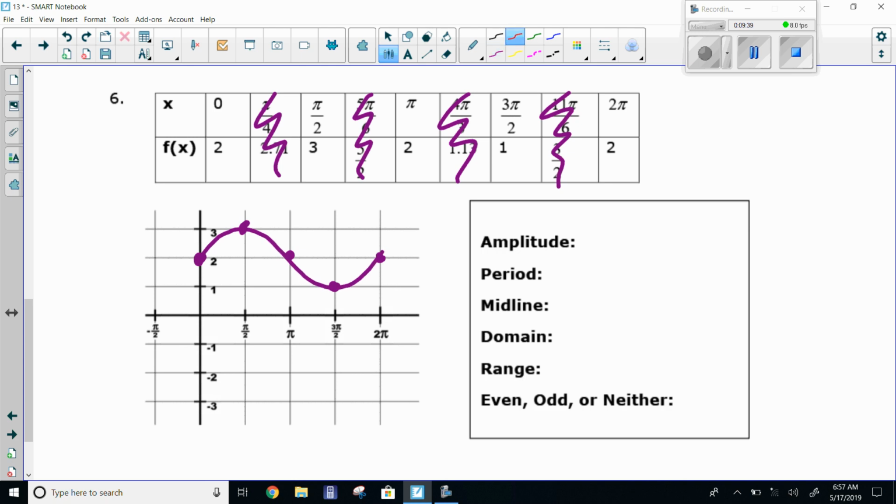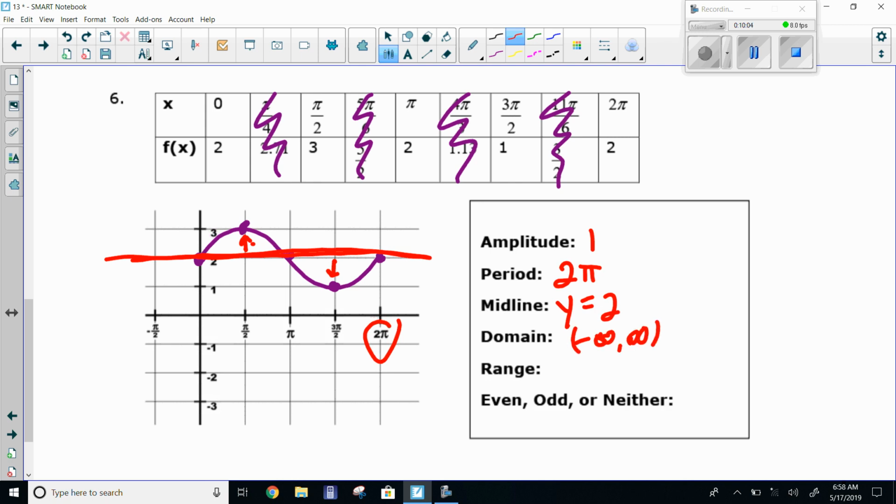Now you can kind of tell what shape it is just based off of this midline. It's a sine shape again. So that means that the amplitude, since this point is above by 1 and this point is below by 1, the amplitude is 1. The period is the 5th dot across, so that's going to be 2 pi. Midline is the red line I drew, so that's at y equals 2. Domain is negative infinity to infinity, and then your range is from the lowest, which is this spot, and this is the highest. So it's from 1 to 3. And since it's a sine shape, it's supposed to be odd, but it's not passing through the origin, so it's neither.